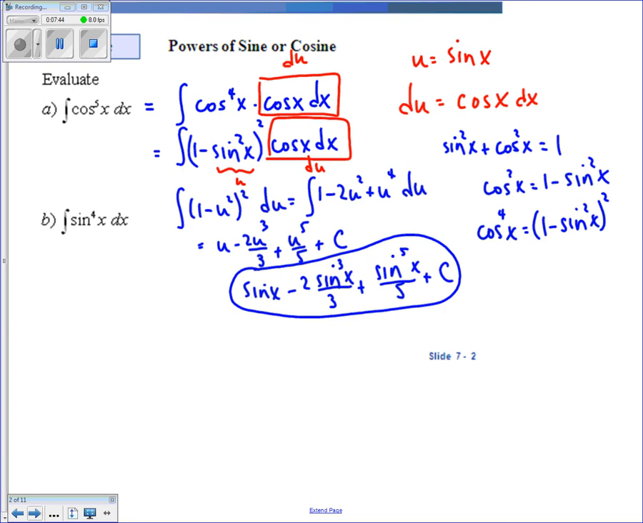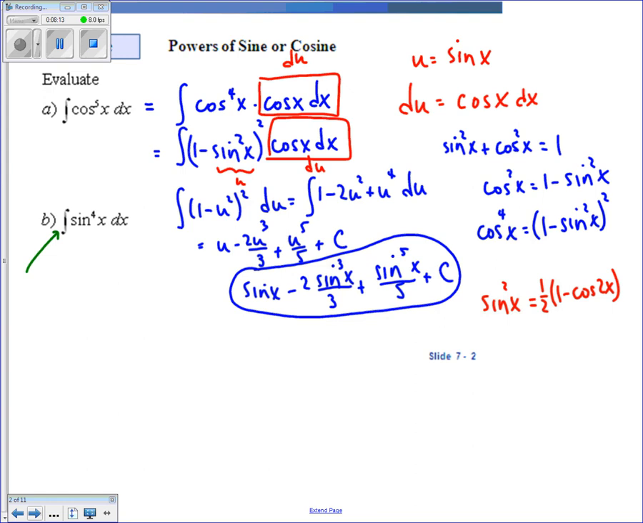Okay, so now let's look at this next one. I don't have an odd power of sine or cosine to be able to break off for my du. So all I can do here is the power reducing formulas. So you have to keep in mind that sine squared of x is equal to 1/2 times 1 minus cosine of 2x. So it'll double the angle going to the right side.